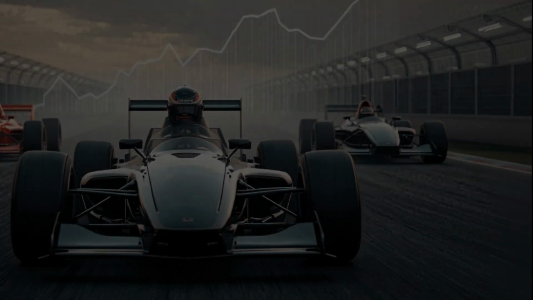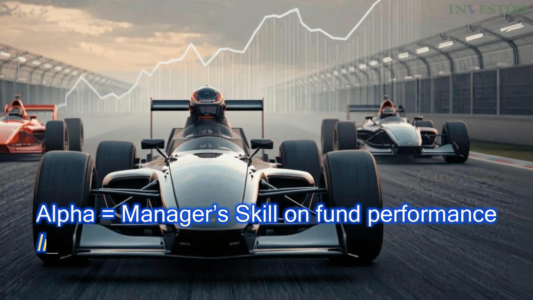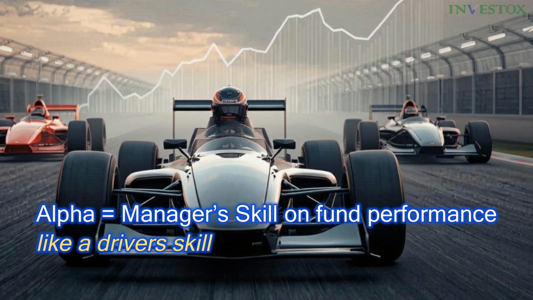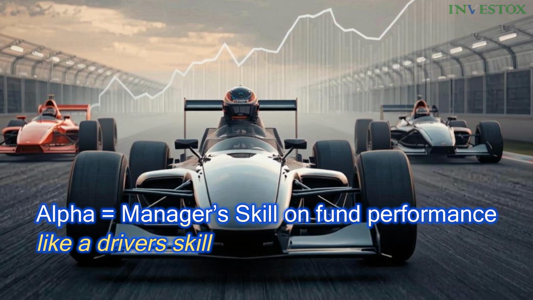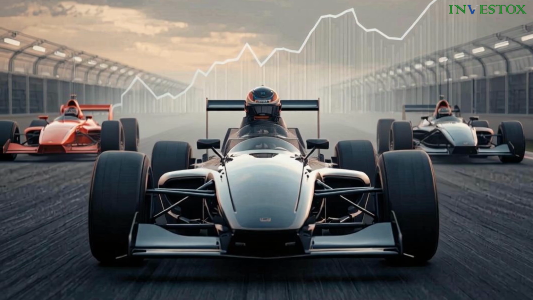Alpha shows the skill of the fund manager. If the market gives 10% and your fund gives 12%, alpha is +2. Positive alpha means the manager is outperforming the benchmark. Negative alpha means the manager is underperforming. Choose funds with consistent positive alpha.